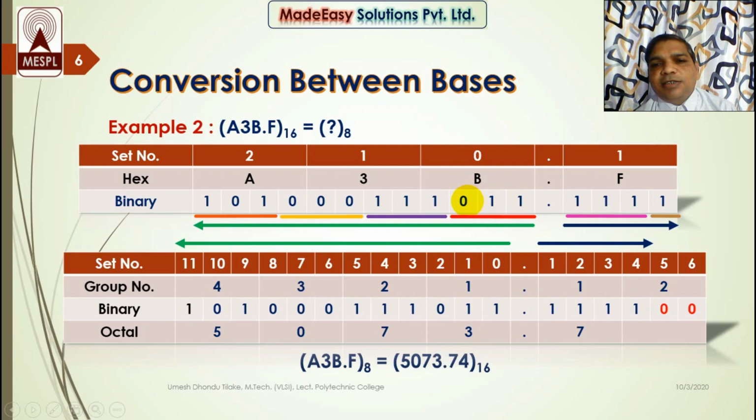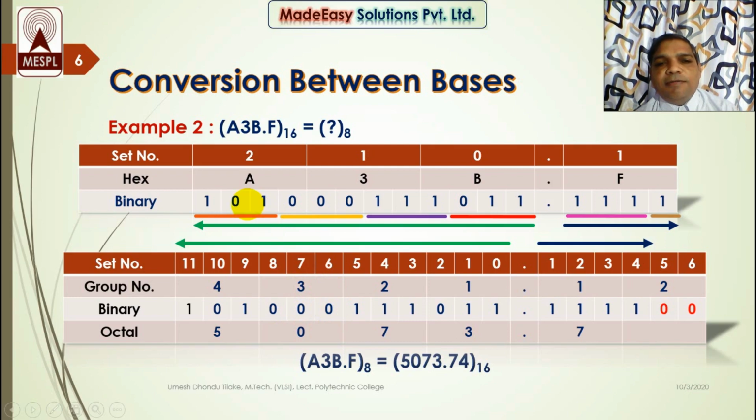From LSD to MSD, 011 will be the first group, shown by this red line. So I have placed this 011 in group 1. Then come to the next group, 111, shown by this violet color line. Place this 111 in group 2. Then come to the next group, that is 000, shown by this yellow line. Now place this 000 in group 3.